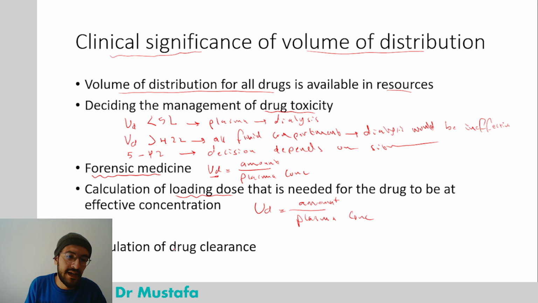And finally, the VD is helpful in the calculation of drug clearance. So for clearance, we have a formula: clearance equals 0.7 multiplied by the volume of distribution, divided by the T half, which is the half time.